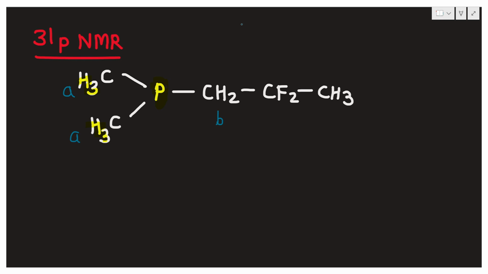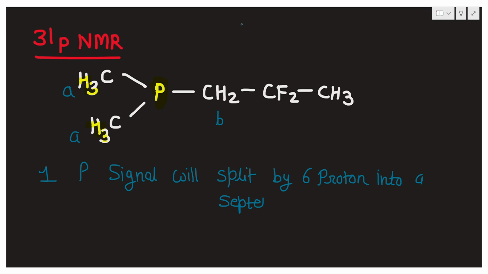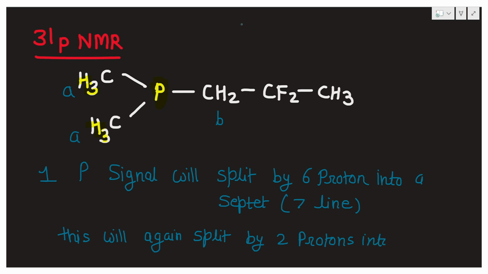So the phosphorus gives one signal. This one phosphorus signal will split by 6 protons into a septet, meaning you are getting 7 lines. Then these 7 lines will again split. Each line will again split by 2 protons into a triplet. Okay, so how can you see the lines?